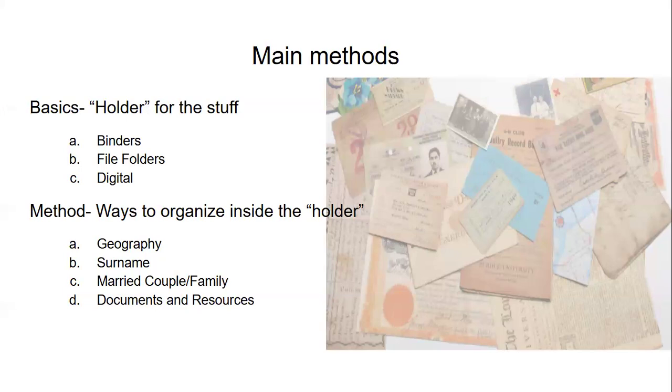So the first type that we talk about is your binder method for organization. You have file folders and you have digital. And these are the three main ways people keep track of all of the goodies that you find and all of your notes and all of your research, your pedigree charts, your family group sheets, the obituaries, the certificates, all of that good stuff. It's what holds it all together. Like I said, there's three main types. And then there's a way to organize within that binder or that file folder or that digital media.